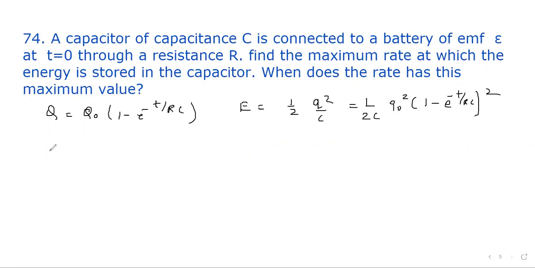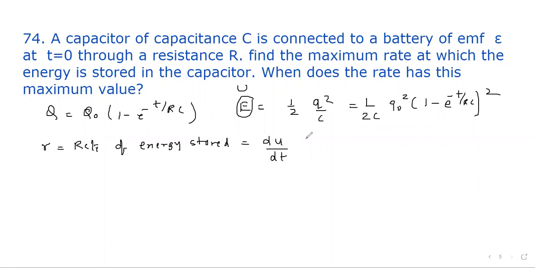Now, rate of energy stored in the capacitor is equal to dU upon dt, if we write U in place of energy, that will be better. So let's write here dU upon dt.